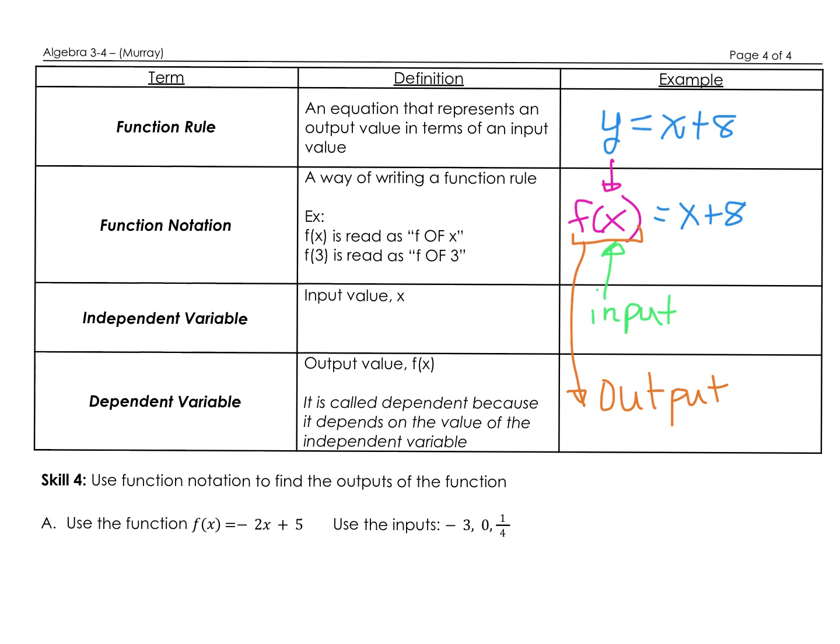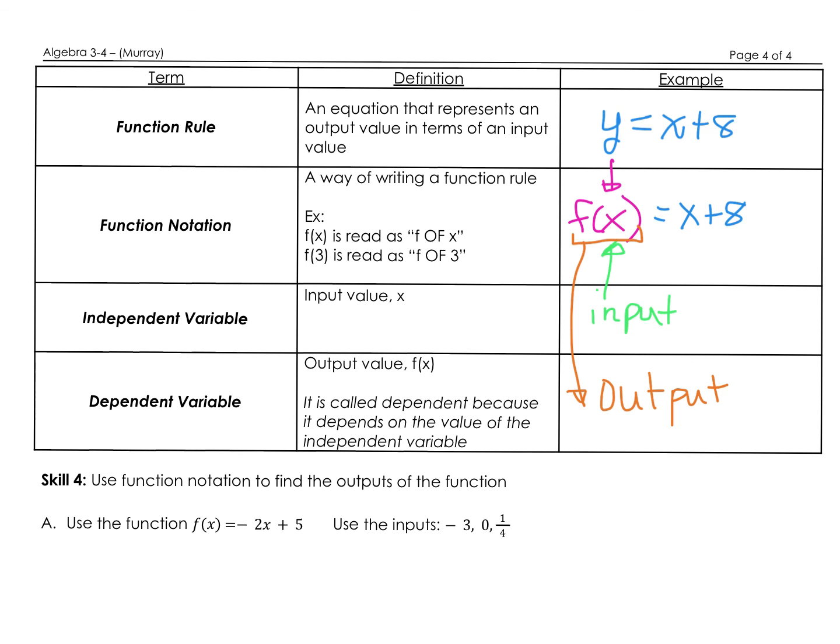All right, so because remember, f of x is the same as y. So your independent variable is your input value of x. Your dependent variable is your output, which is f of x, which is y. And I also put here, it's called dependent because it depends on the value of the independent variable, which is your input. So if you know your input, you'll be able to find your output, which is your dependent.